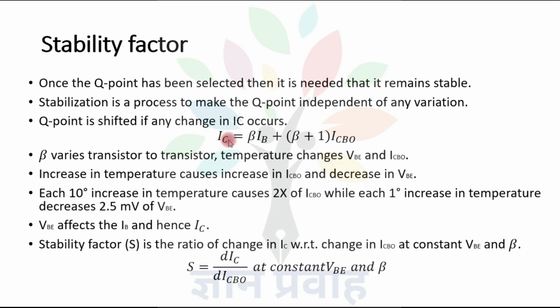So here we are finding the stability factor. The stability factor is simply represented by S, and it is the ratio of change in IC with respect to change in ICBO at constant VBE and beta. So S, the stability factor, equals dIC upon dICBO at constant VBE and beta. For a more stable Q point, the value of the stability factor must be as small as possible.